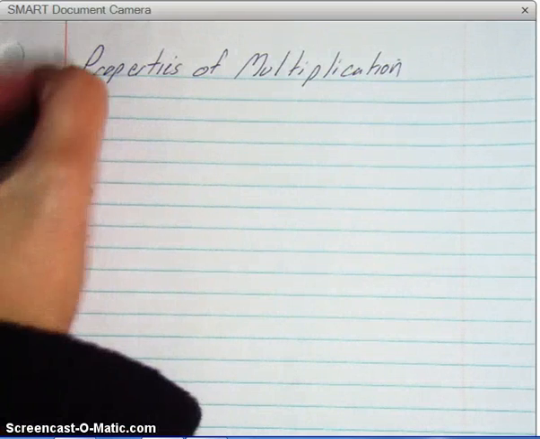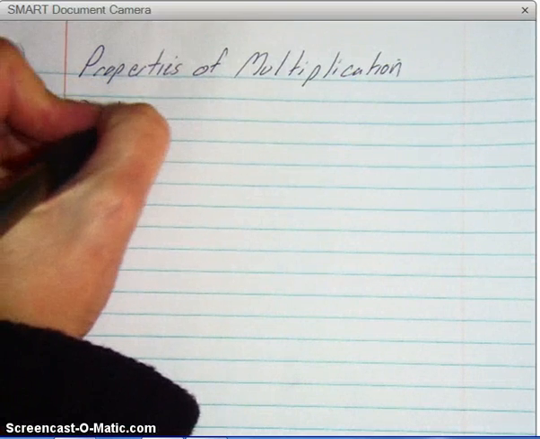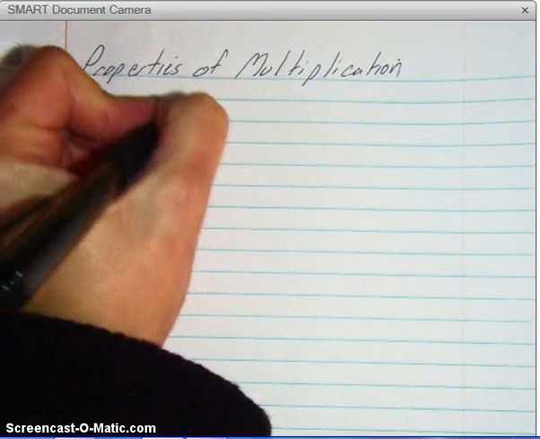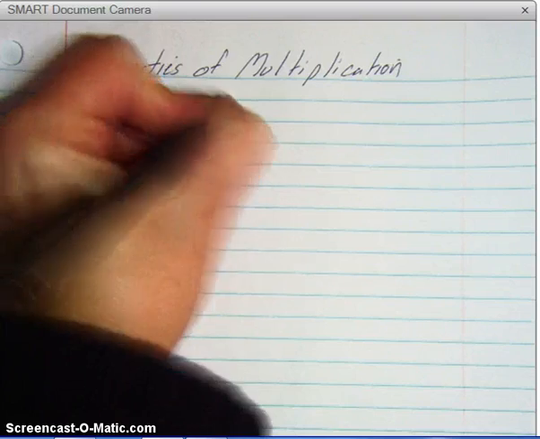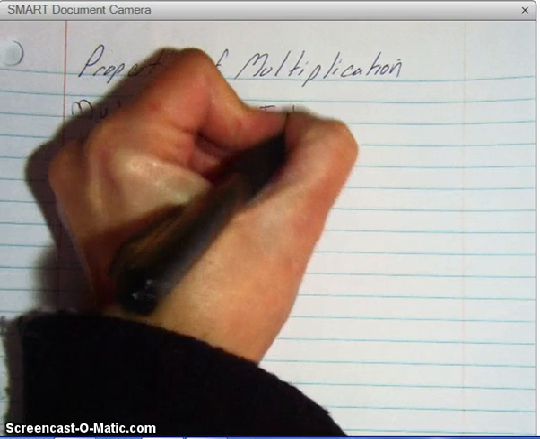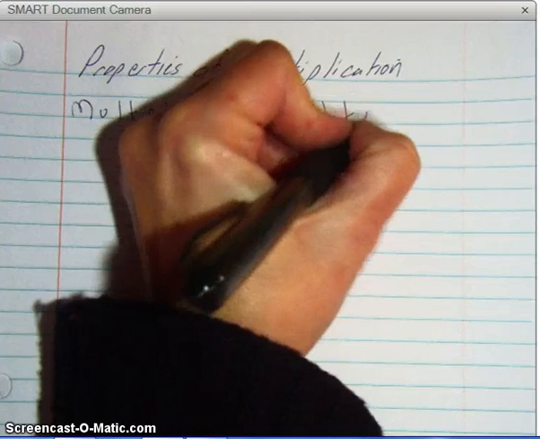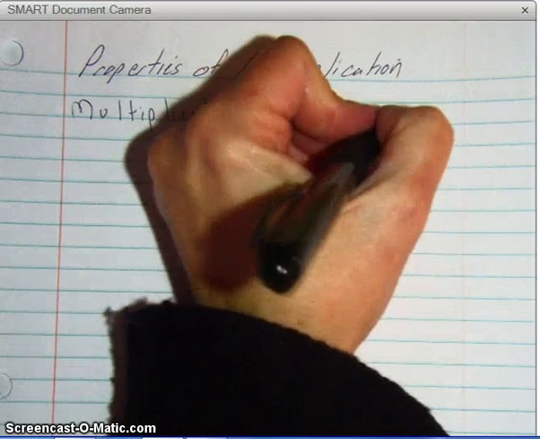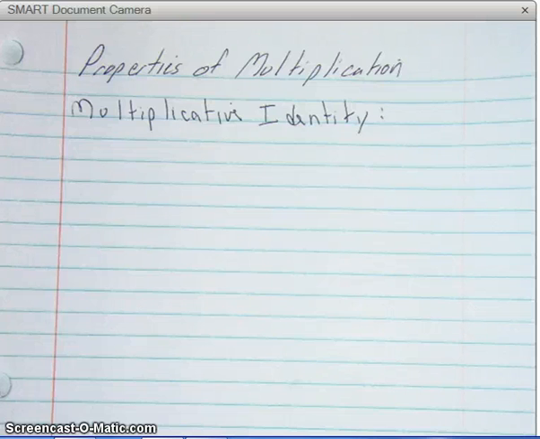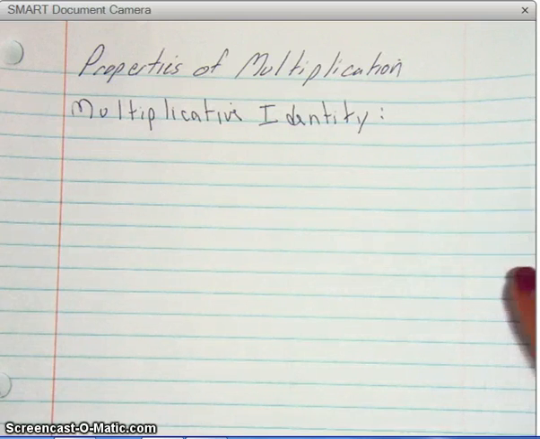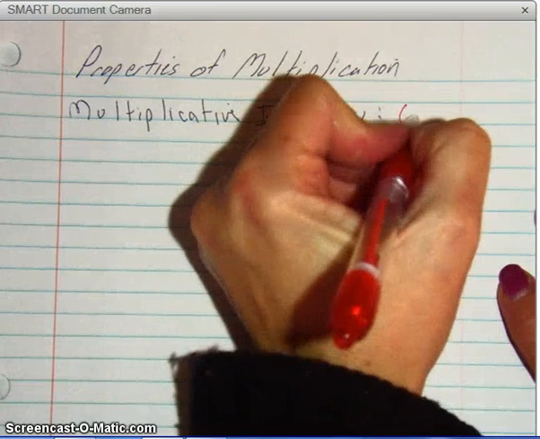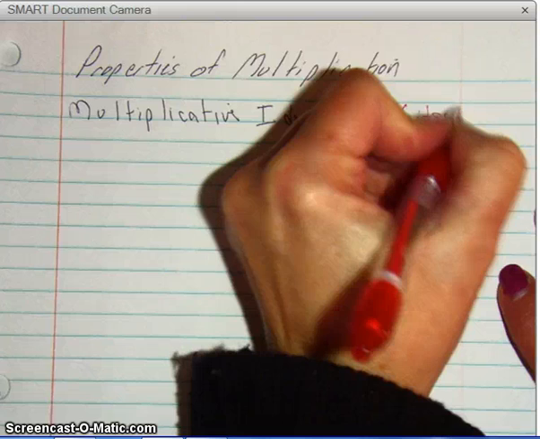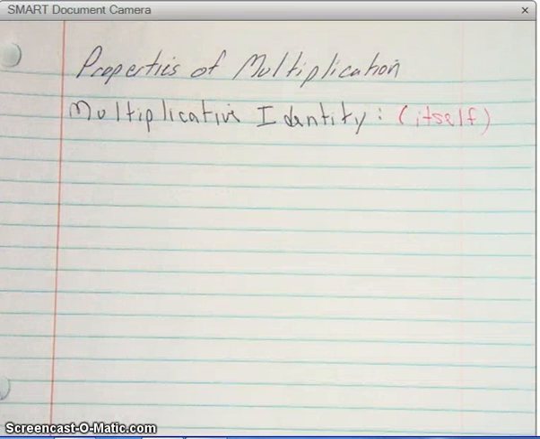Okay? All right, first one is multiplicative identity. Remember we talked a little bit the other day about the additive identity. I asked you, what would you add to yourself to get yourself back? Well, I know that sounds like a silly question. But it's what you multiply a matrix by to get itself back. It's called the multiplicative identity.